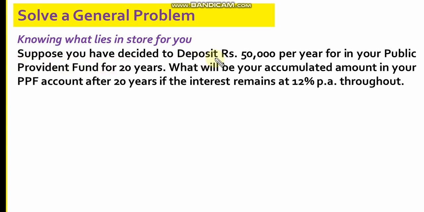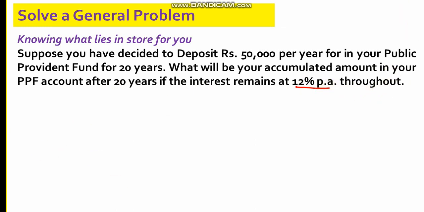Suppose we have decided to deposit 50,000 per year in a public provident fund for 20 years. What will be your accumulated amount in your PPF account after 20 years if the interest is 12% per annum and that remains constant throughout, right?